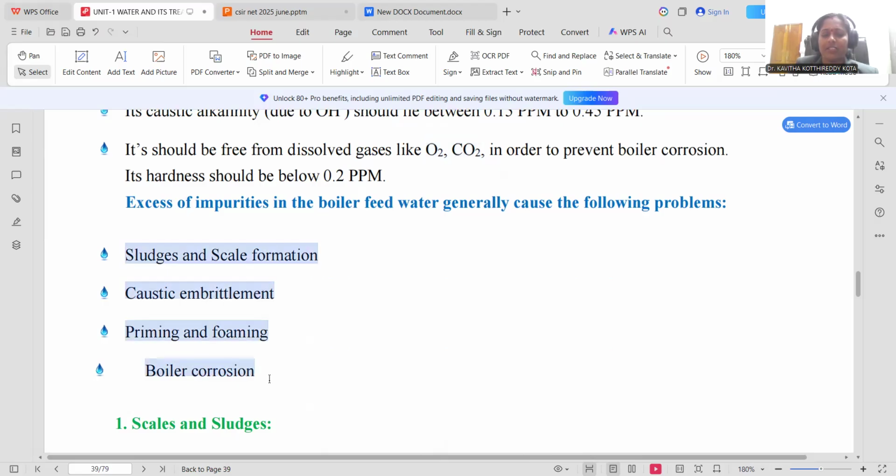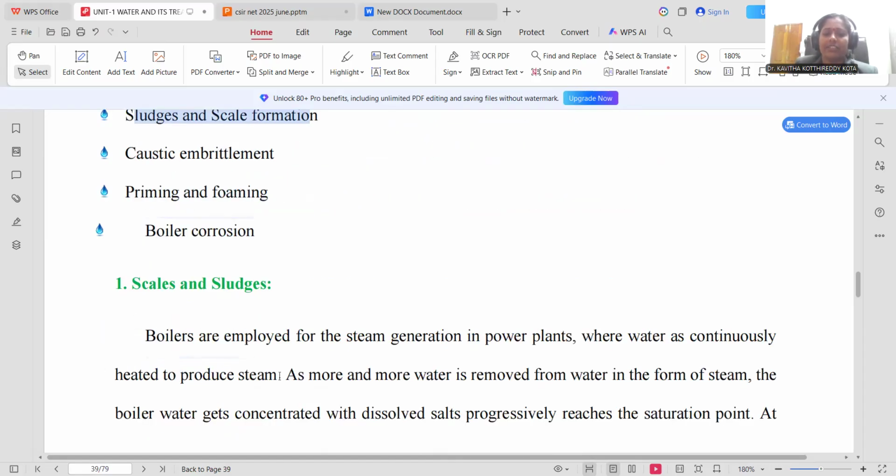Scales and sludges, caustic embrittlement, priming and foaming, boiler corrosion, all said to be what? They are called boiler troubles. So among all, we will discuss scales and sludges formation and what kind of adverse impact is induced with this, also discussed in the session, and we will continue remaining topics in the next session, right? So here, scales and the sludges.